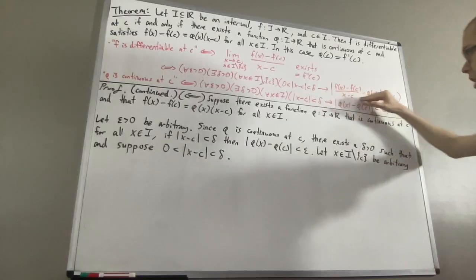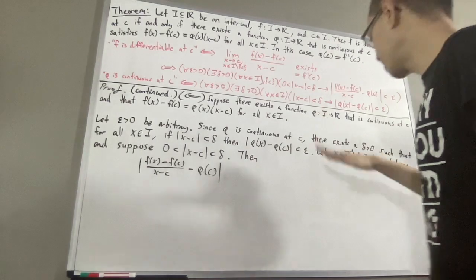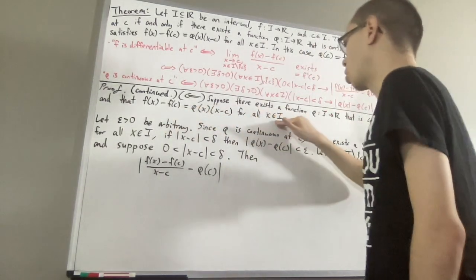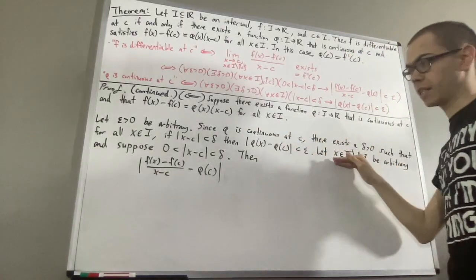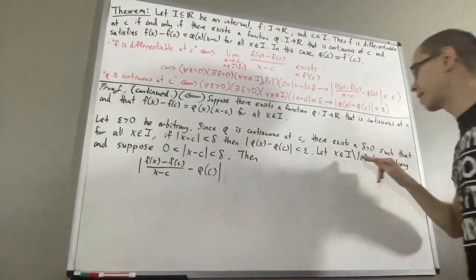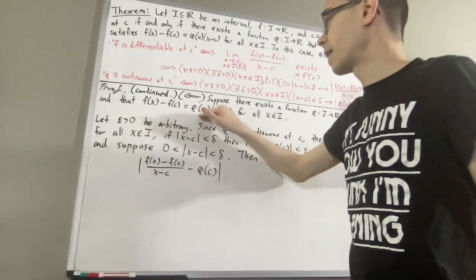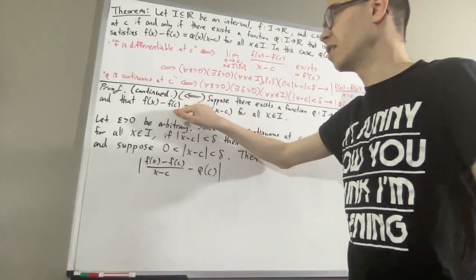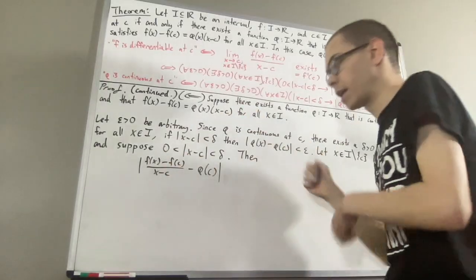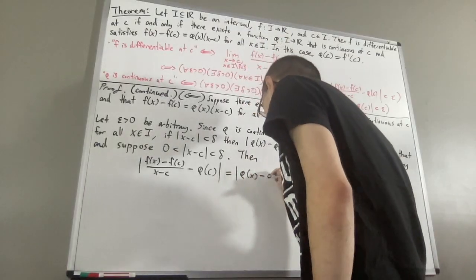So let's write out the left-hand side. Now, since x is an element of I, we know that this equality holds for all elements of I. So in particular, it must hold for x. So we know that this equality is true. But since x is not equal to c, we can divide x minus c to the other side. And we get phi of x is equal to f of x minus f of c over x minus c. So we can replace this with just phi of x. So this just becomes the absolute value of phi of x minus phi of c.